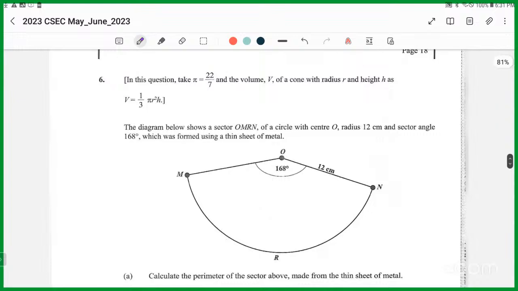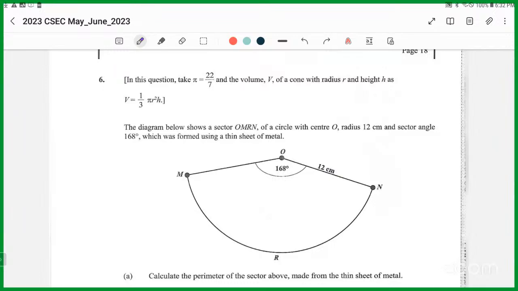That's a special question because I don't set this very often. The net of a cone. Easy stuff. You'll like it after this. You set one again, you conquer it. The question says, in this question, take pi as 22 over 7, and the volume of a cone is 1/3 pi r squared h, where r is the radius and h is the height.